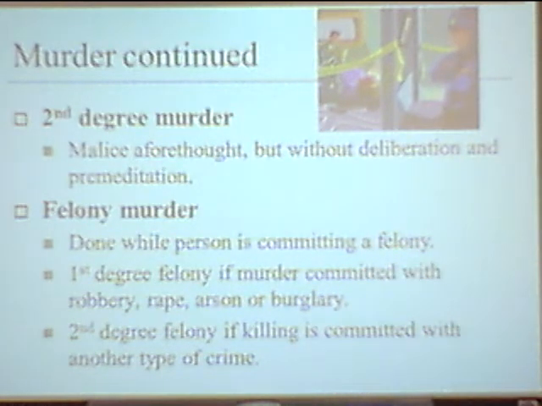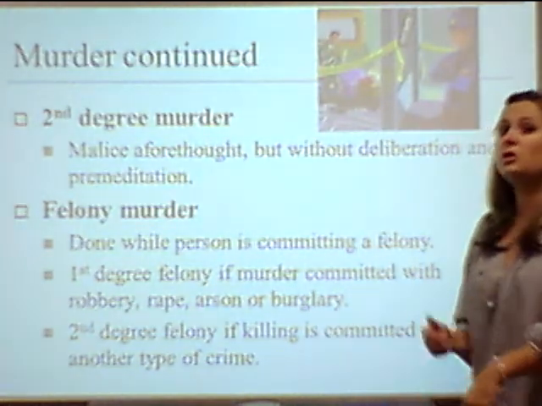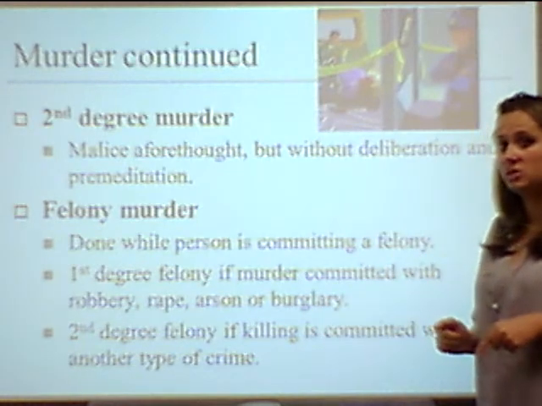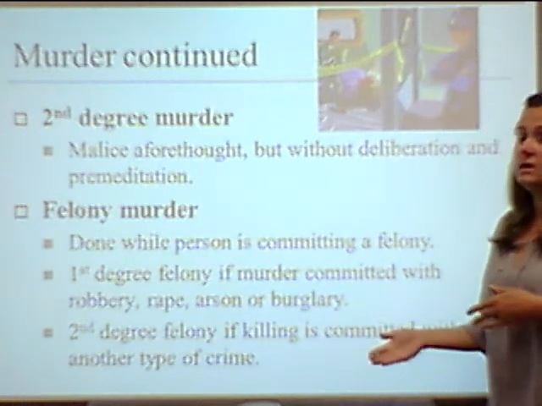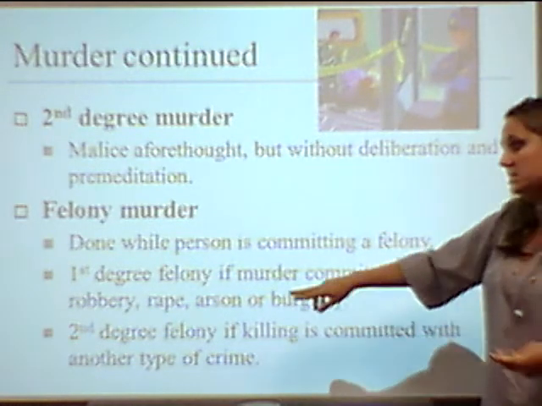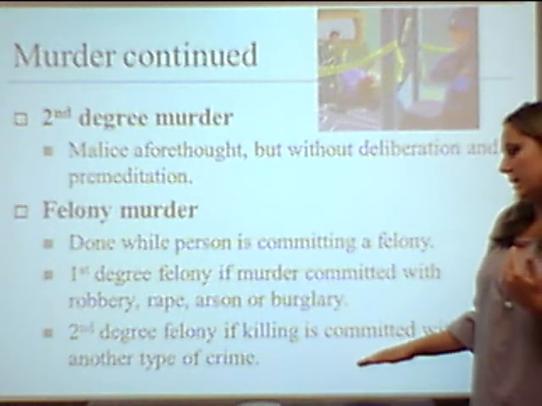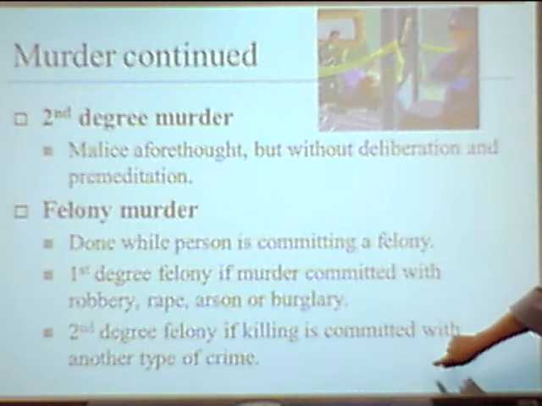That's first-degree felony murder. So you went to rob someone and you shot them. You intended to rob that person. You knew that could happen potentially. You came with the weapon on you. Then there is second degree with the felony murder. Second degree felony murder is a killing committed with another type of crime, so it could be any other type of crime. First degree felony murder is if it's one of these four items, robbery, rape, arson, or burglary, that comes with the murder. And second degree felony murder is where it's committed with another crime.